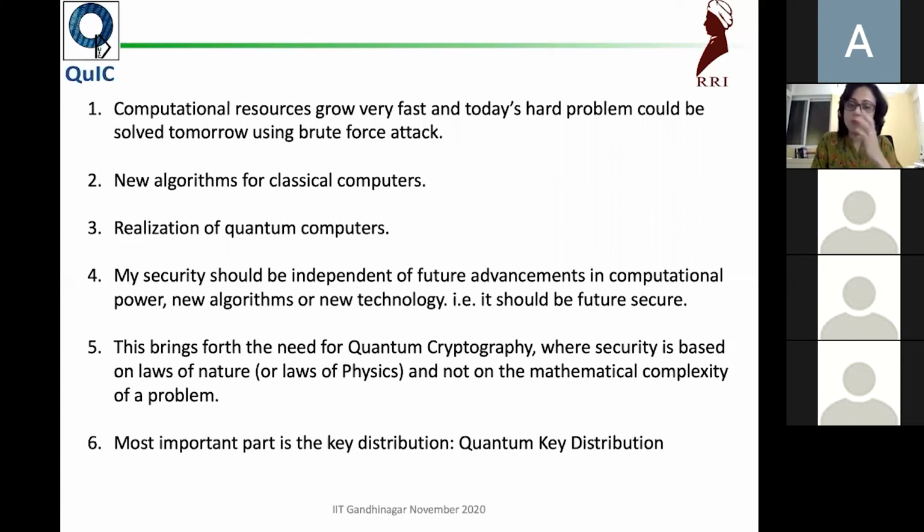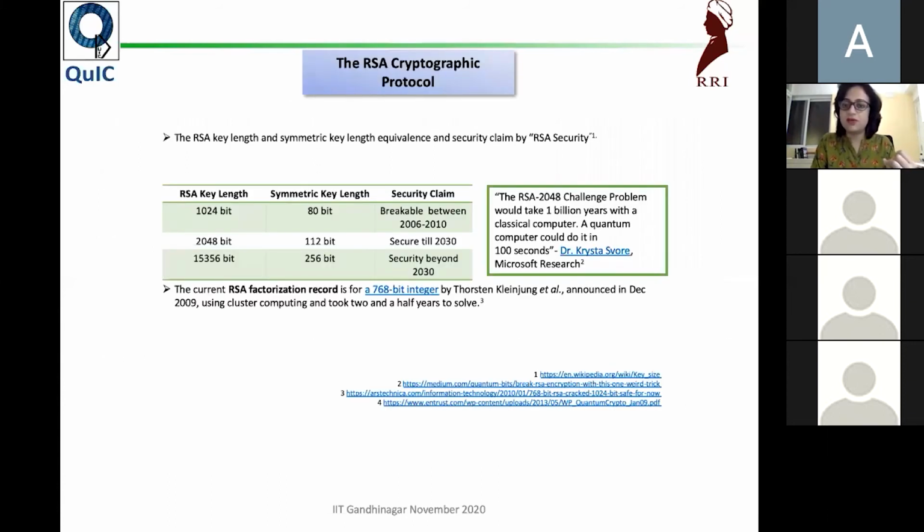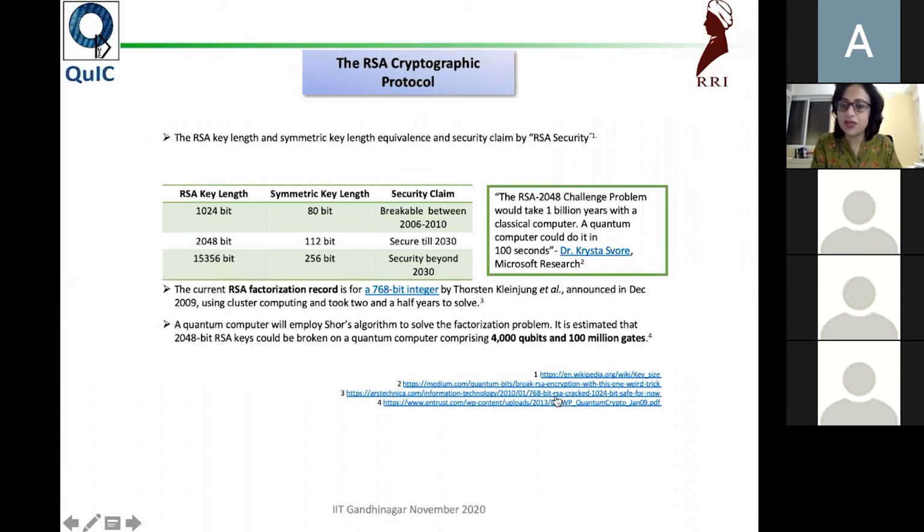And so the most important part here is the key distribution, which is the quantum key distribution. So it's a radical new approach to communication and cryptography, which is using quantum mechanics as its source of security. Okay. And so here, this is something I always like to tell you, that Microsoft research say that the RSA 2048 challenge problem would take 1 billion years with a classical computer. A quantum computer could do it in 100 seconds.